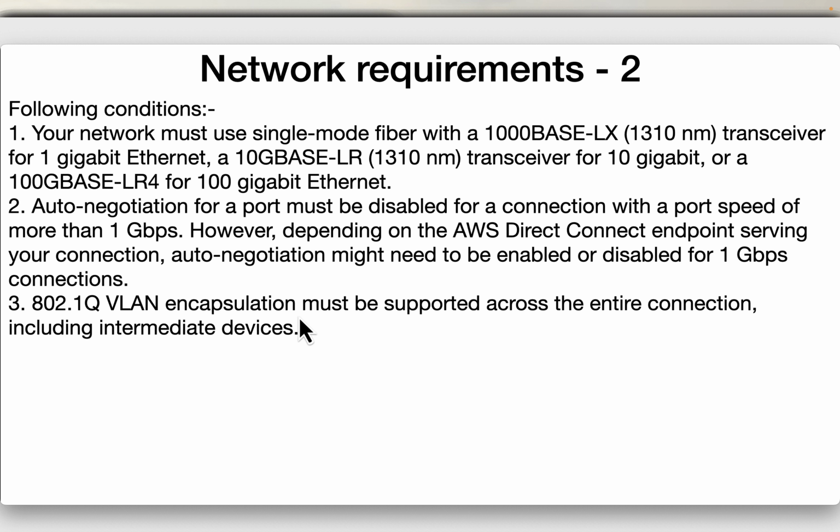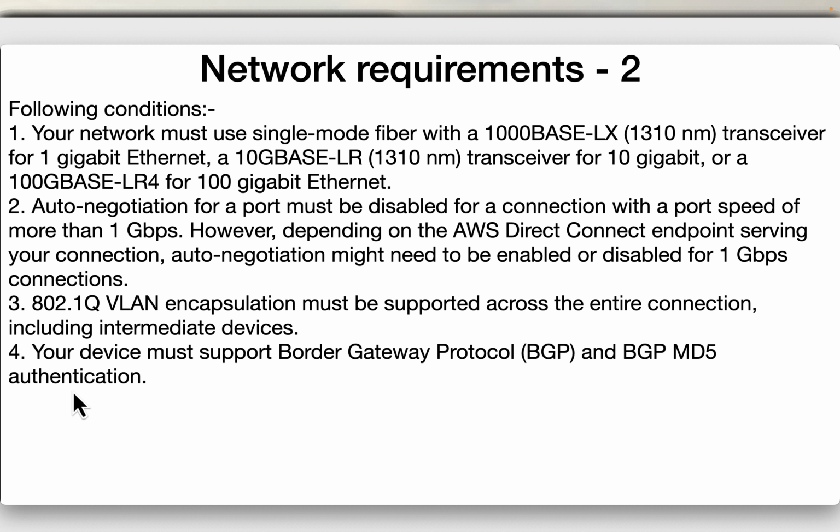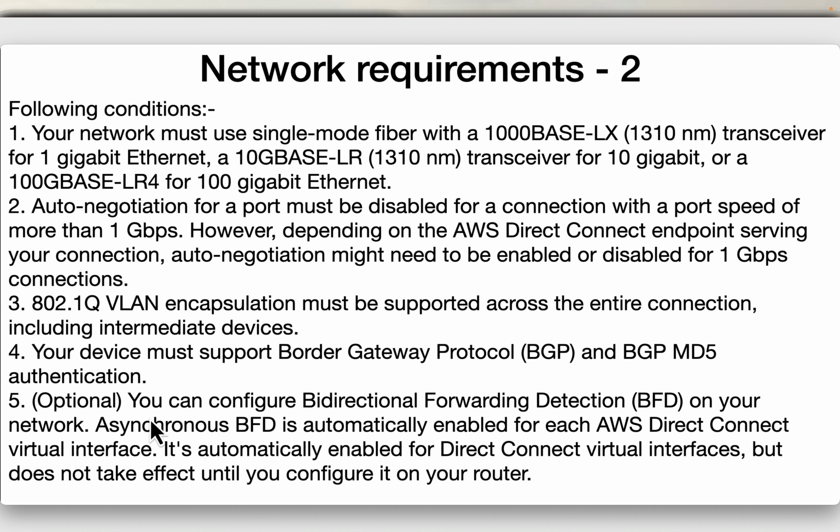802.1q VLAN encapsulation must be supported across the entire connection, including intermediate devices. Your device must support Border Gateway Protocol (BGP) and BGP MD5 authentication, and this is optional. You can configure bidirectional forwarding detection (BFD) on your network.